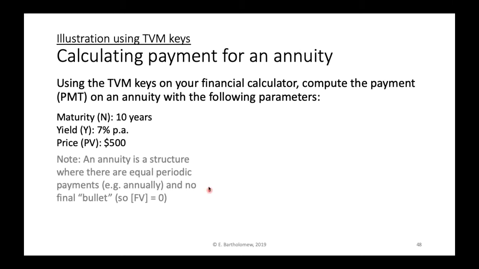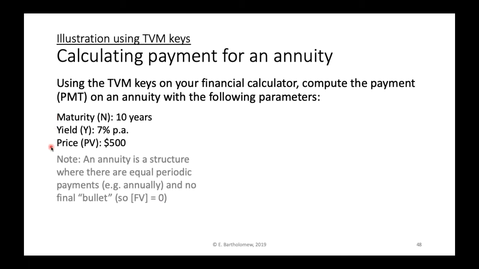Here, we're going to use the calculator to compute the payment on an annuity with the following parameters. Now, an annuity is a structure where there are equal periodic payments, for example, annually, or they could be monthly or quarterly, but we'll assume they're annual in this case, and there's no final bullet. So it's like the standard bond cash flow, but without the final payment. And here we're going to assume that the price is PV. The future value is zero by definition because it's an annuity, so that will be zero. And then we've got maturity of 10 years and yield of 7%.